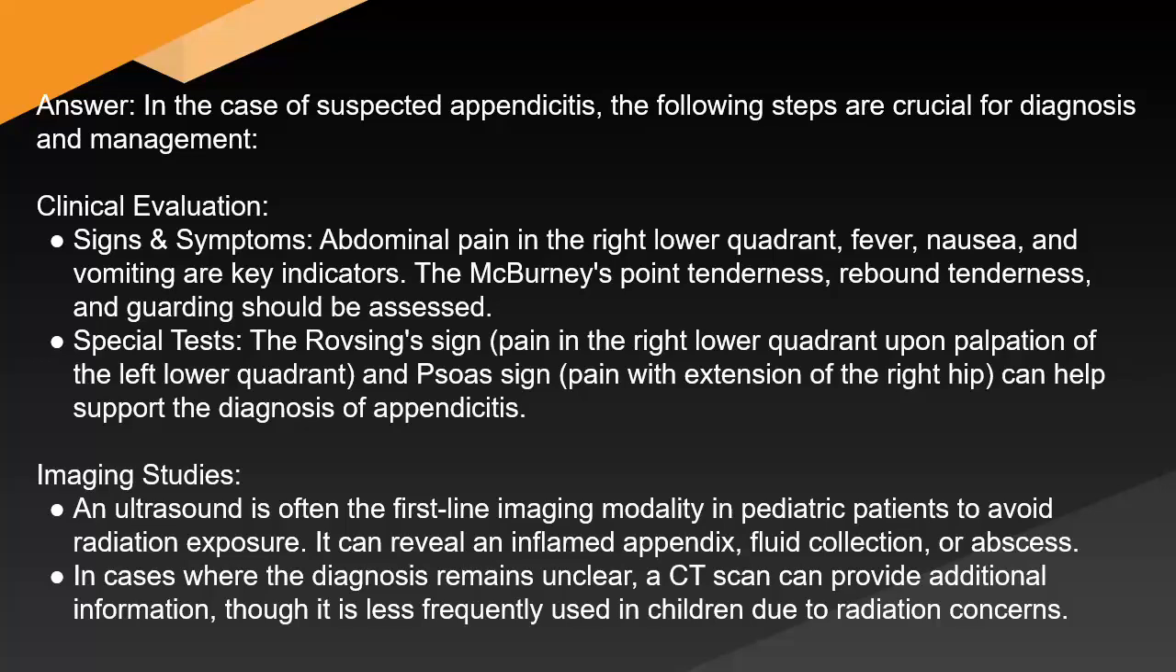Special tests. The Rovsing sign, pain in the right lower quadrant upon palpation of the left lower quadrant, and the psoas sign, pain with extension of the right hip, can help support the diagnosis of appendicitis. Imaging studies. An ultrasound is often the first-line imaging modality in pediatric patients to avoid radiation exposure. It can reveal an inflamed appendix, fluid collection, or abscess. In cases where the diagnosis remains unclear, a CT scan can provide additional information, though it is less frequently used in children due to radiation concerns.